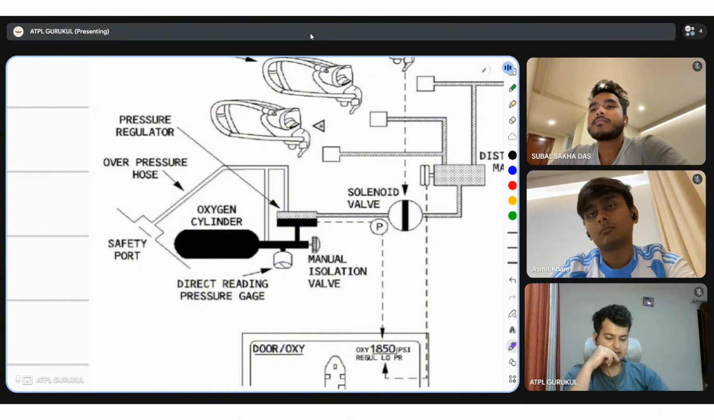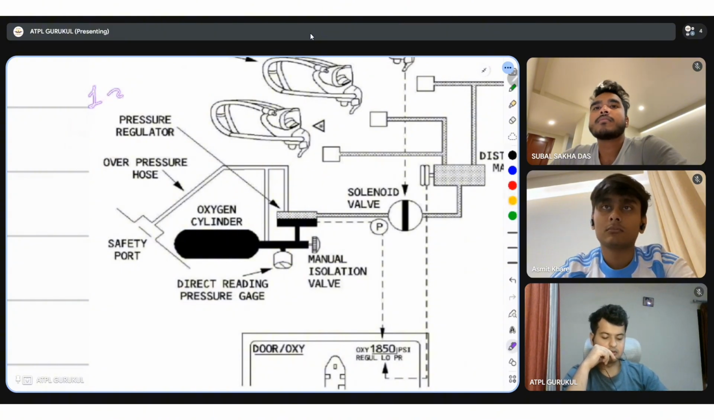Okay. I just have one question. Check for lag in between the screen and my voice. 1, 2, 3, 4, 5. There's no lag.